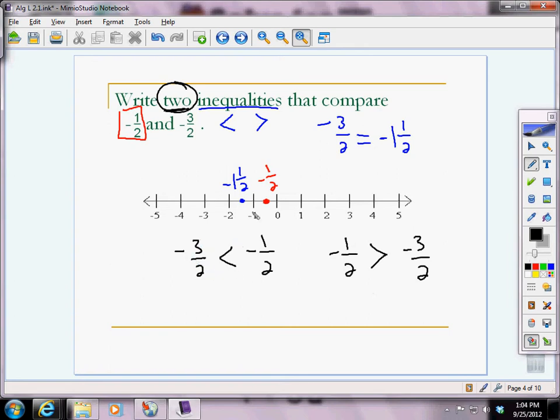Negative 3/2 is less than negative 1/2 because it's to the left of it on the number line. Or you can say negative 1/2 is greater than negative 3/2 because it's to the right of it on the number line.